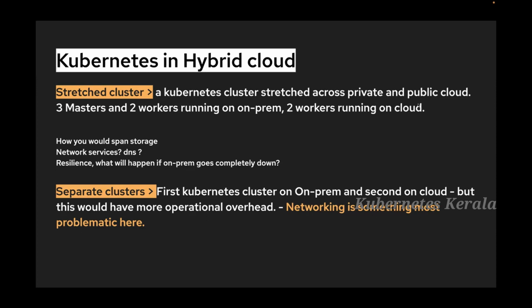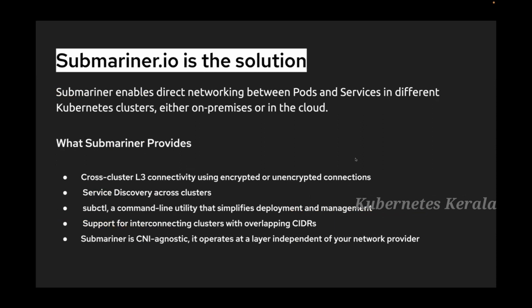Okay, and this is what the project Submariner provides. The solution for this networking problem is the project Submariner. It enables direct networking between pods and services in different Kubernetes clusters, either on premise or in the cloud, in a true hybrid way.